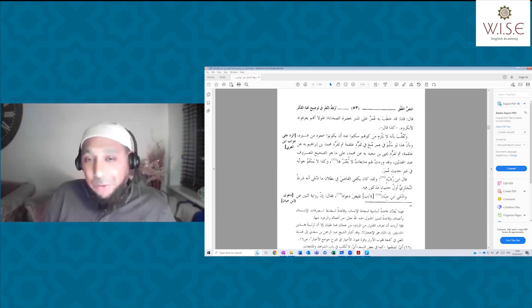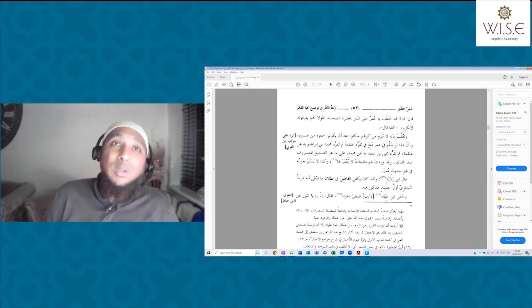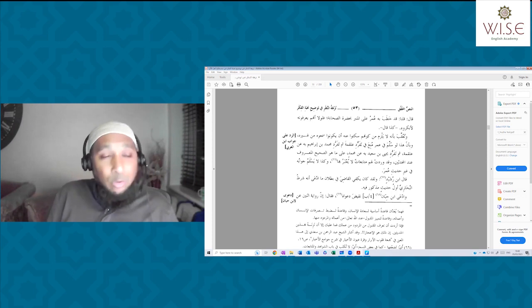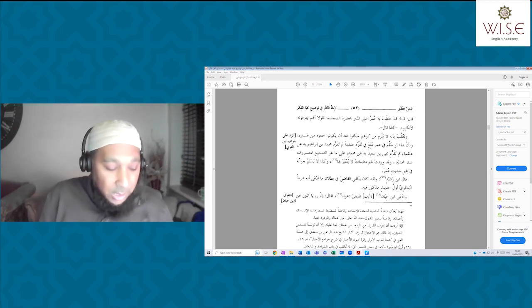كذا قال. This is what Imam Abu Bakr ibn al-Arabi responds. So he's saying, no, the hadith is actually mashhur. Okay, it's actually mashhur because it started off with Umar mentioning it in front of all of the companions and nobody protested. Nobody.